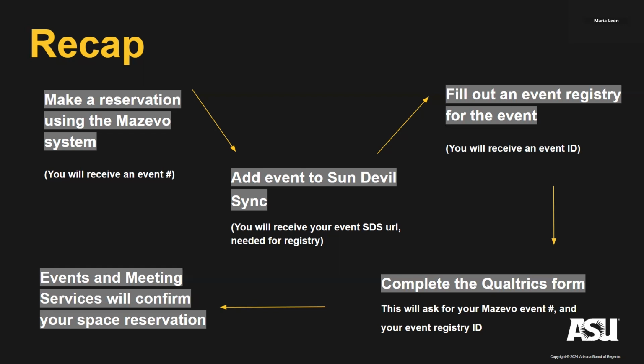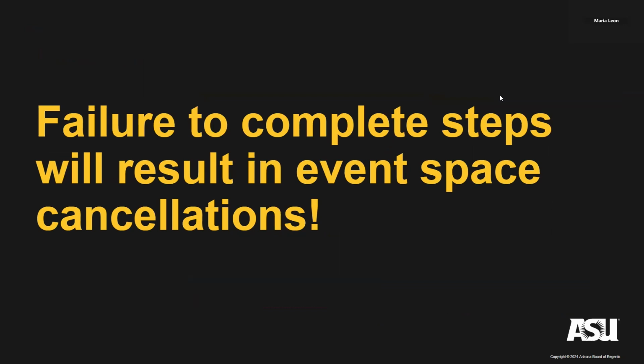So again, a couple of things to remember: that if you filled out the registration form and you maybe skipped a couple of questions or you were going to come back to some questions, but you have already published it, that is absolutely okay. You can always go back in and make any edits to those forms. So failure to complete steps will result in event space cancellations, right? There are no exceptions. If you did not do those 4 action item steps, space will not be held and you will not be able to hold your event in that location.